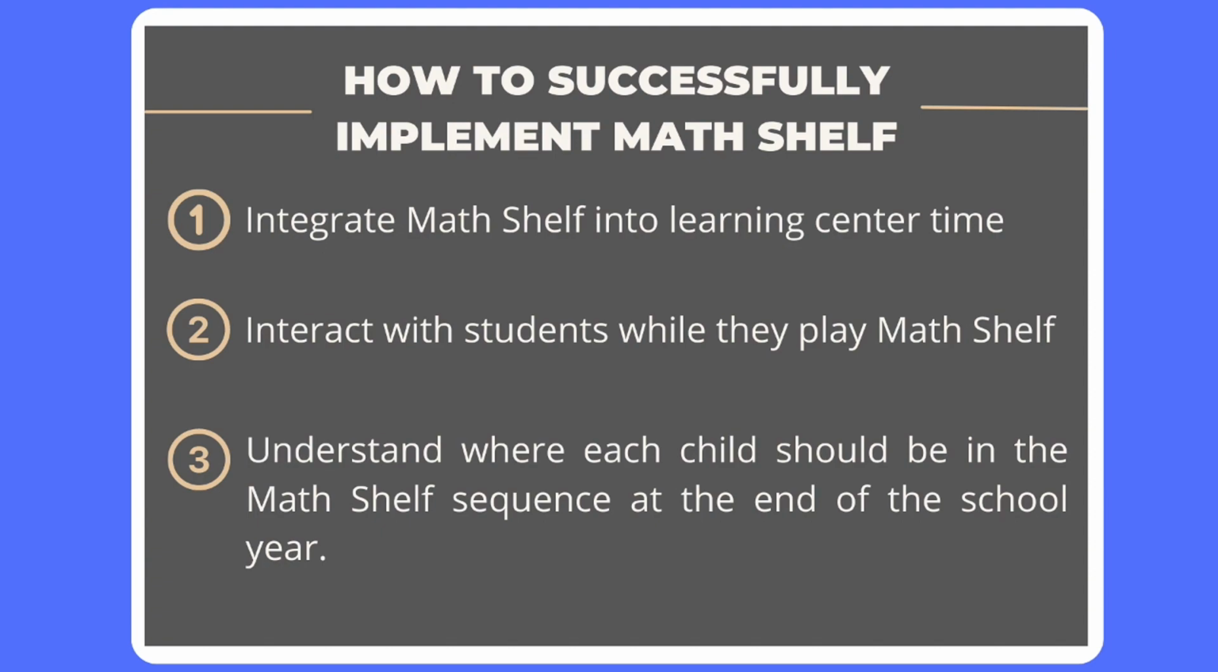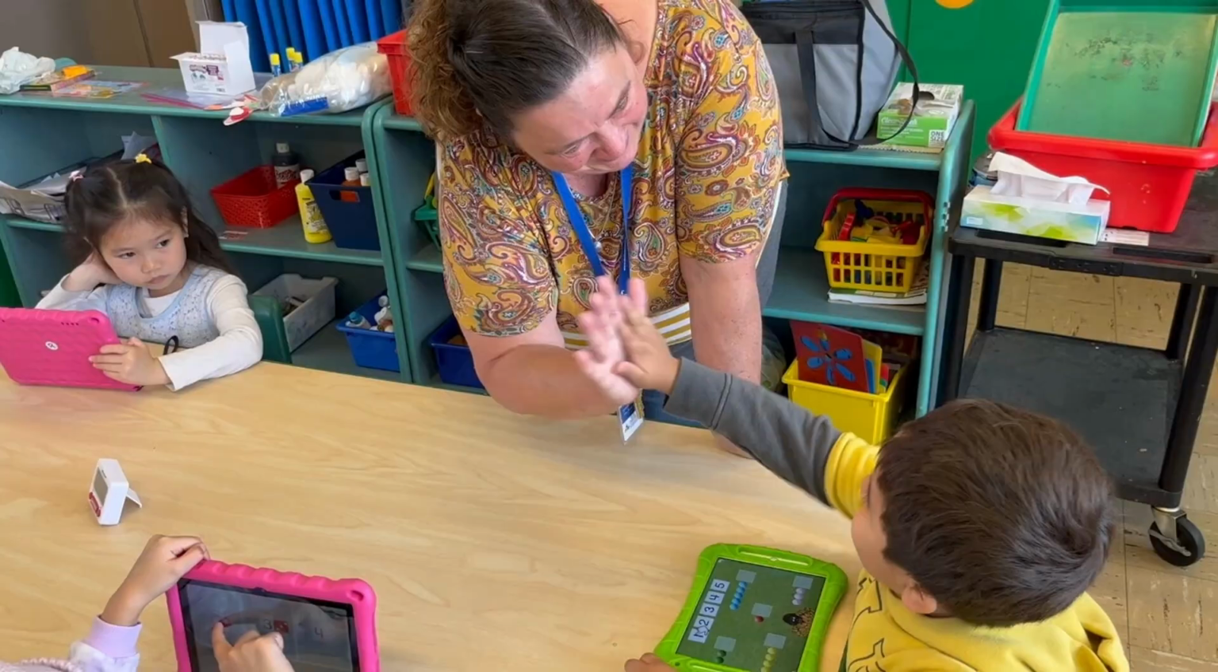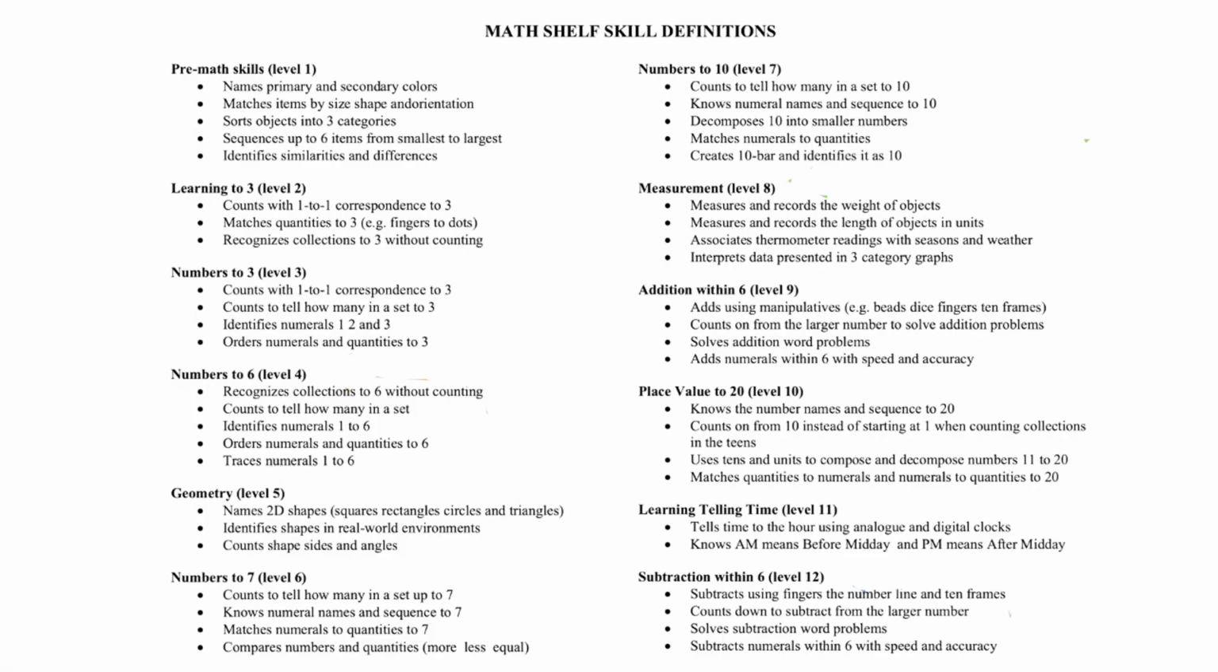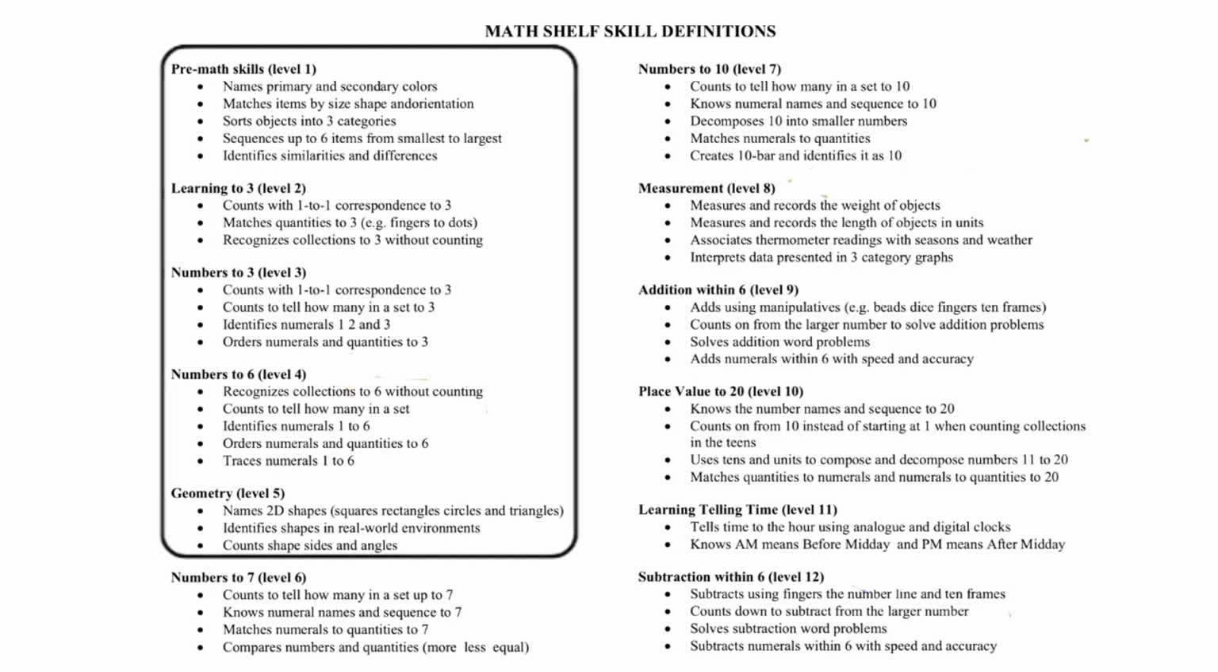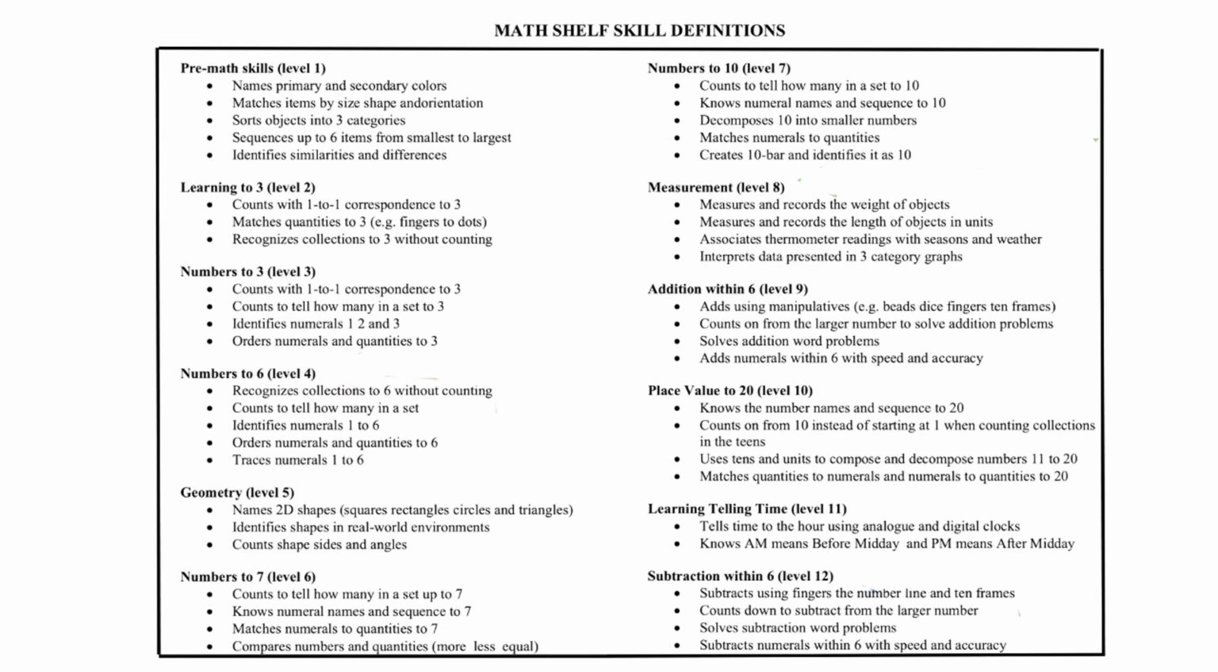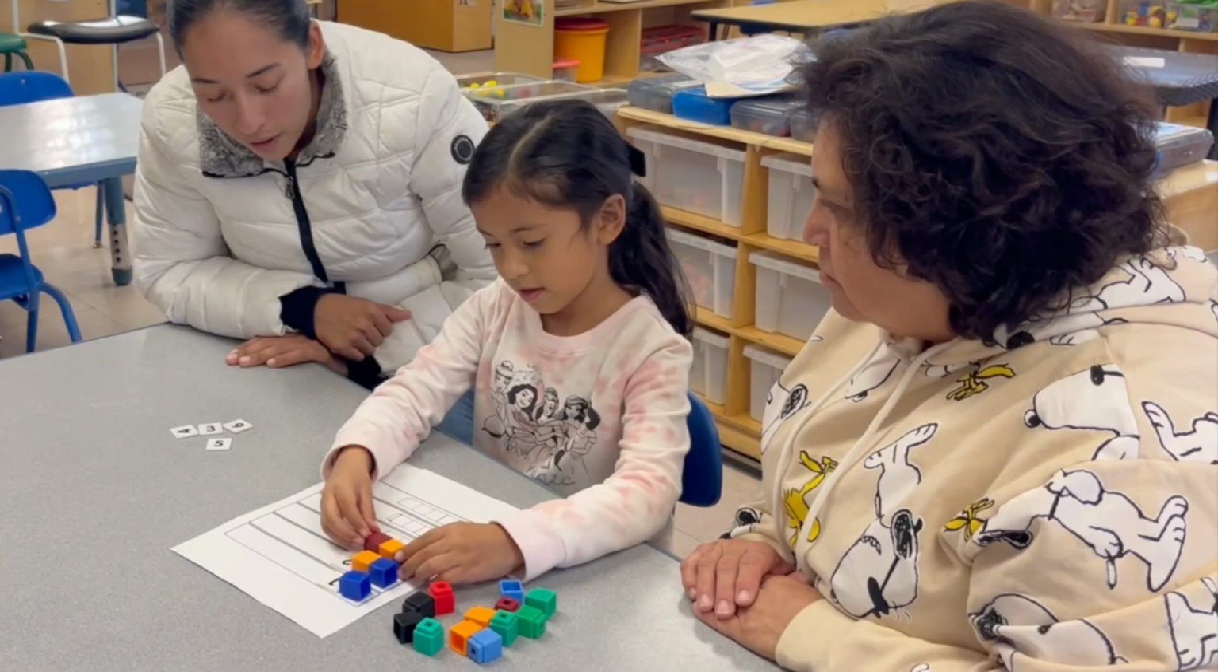Interacting with students during MathShelf play involves short feedback, a focus on the math content the student is learning, and praising effort. And finally, successfully implementing MathShelf means knowing the math content and skills children should master when they are 3, finishing pre-K, and completing kindergarten. Understanding where each child should be in the MathShelf sequence and the content and skills that 3-year-olds, 4- and 5-year-olds, and kindergarten students know at the end of the year is critical for teachers to help their students achieve early math mastery.